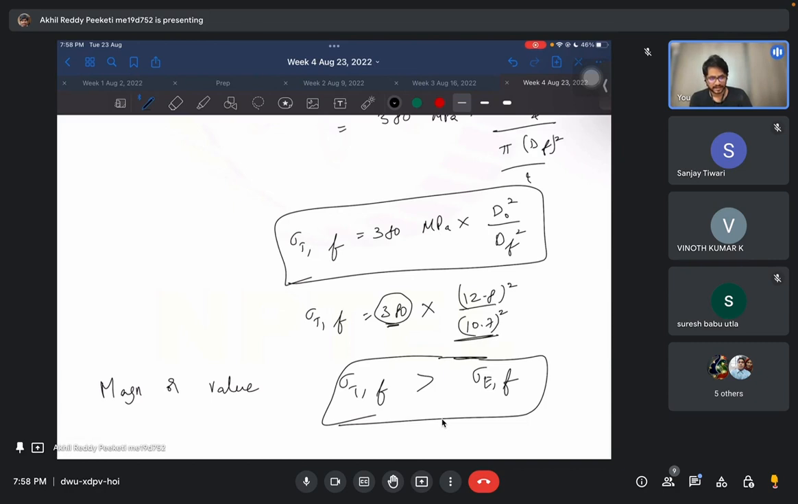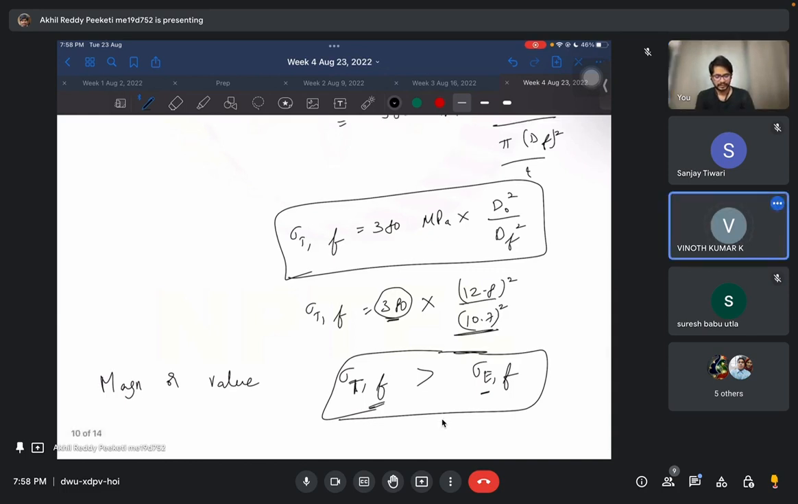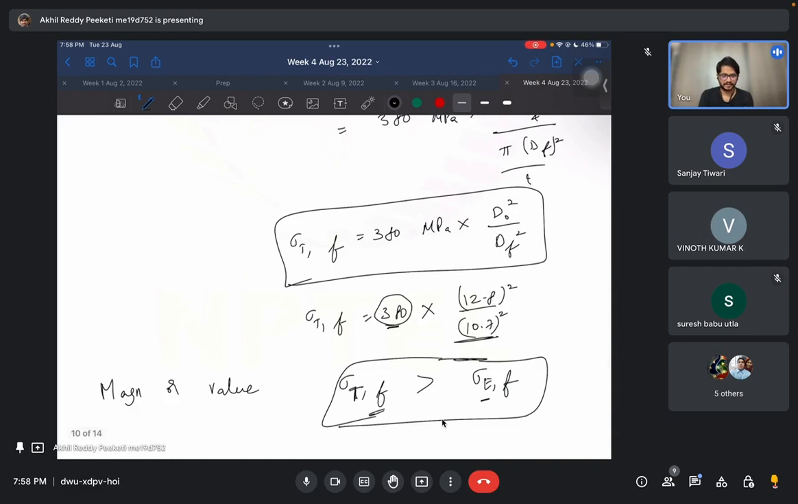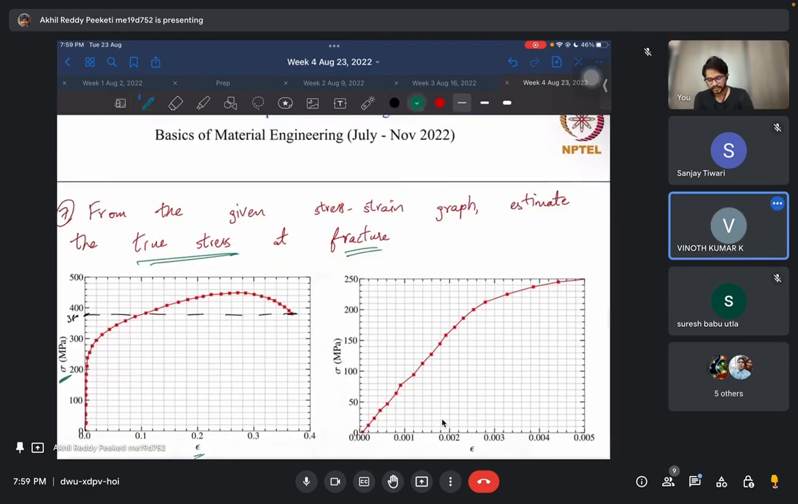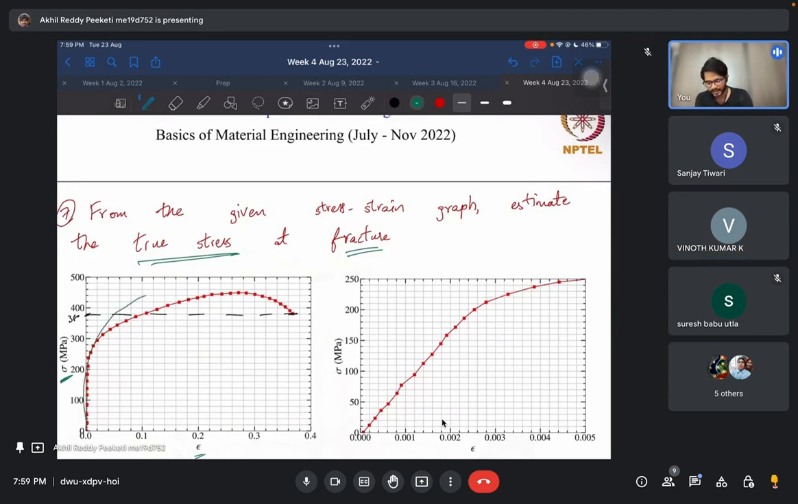So when you calculate the engineering stress, that value doesn't actually tell you the true stress at the fracture. It actually underestimates. That means the actual true stress at fracture is greater than the engineering stress which you would see at the fracture. Because of the necking, the stress in the material is actually increasing even after necking, but engineering stress is showing decreasing, while the true stress in the material is actually increasing. So that is why the true stress would always be on the left side. True stress will always be higher than the engineering stress.